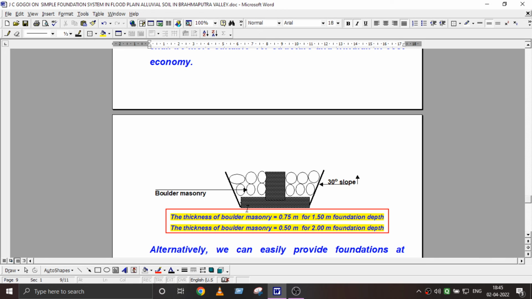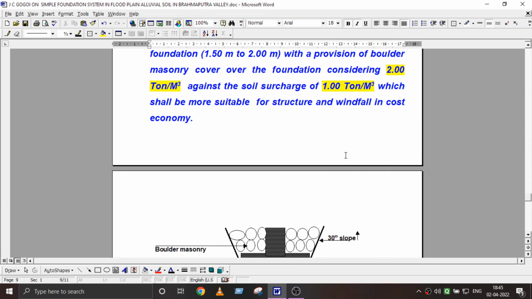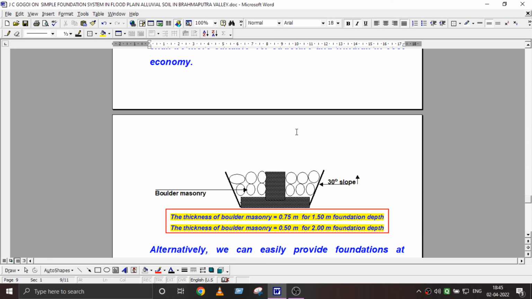This shall not be more than the SBC, which we can go up to 16 ton. As I said, 16.42 ton. We cannot exceed 16.42, and when it happens, there will be no compression load. It should be not less than 0. This is our basic requirement.